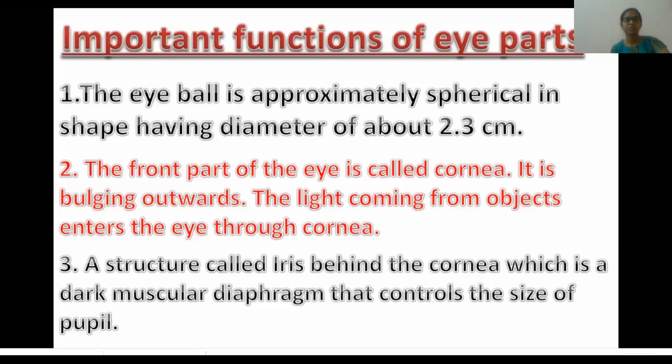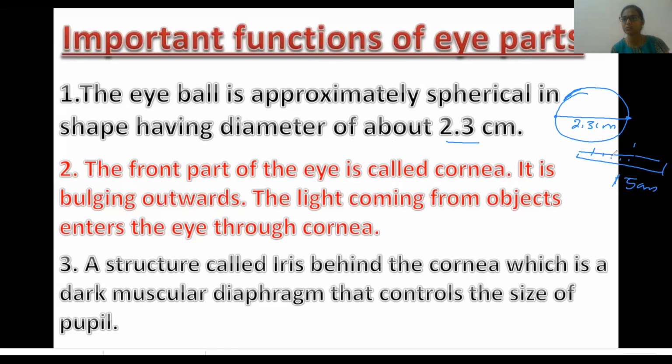See children, now the important functions of the eye parts. What are the different important functions of the eye parts? We'll try to understand. The eyeball is approximately spherical in shape, with a diameter of about 2.3 centimeters. You know spherical means like your football. The diameter means from here to here. It is 2.3 centimeters. I think you have a meter scale, no? How long is the scale? You know, right, children? The scale is 15 centimeters long.